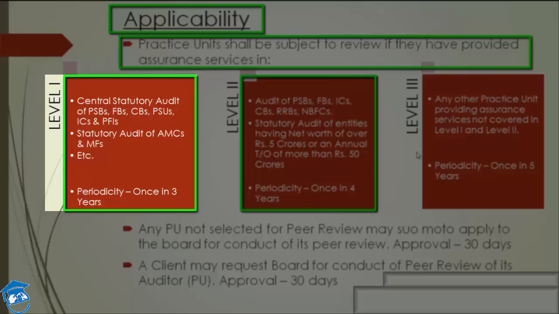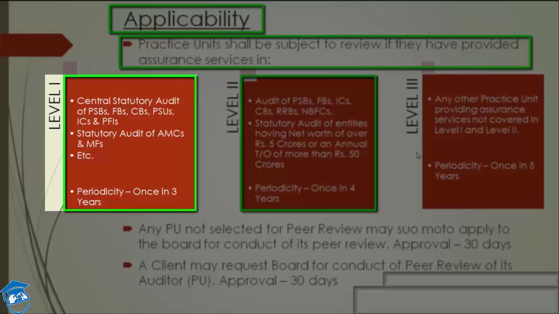All these practicing units who have completed or provided any of the assurance services to these clients shall be covered under level 1. So what happens to people who have been covered under level 1? Their period for peer review will be once in 3 years. So every 3 years, peer review will happen to those practicing units if they are falling under level 1.